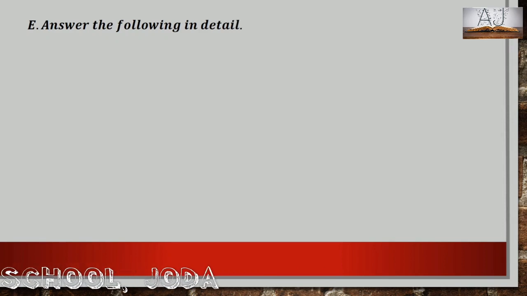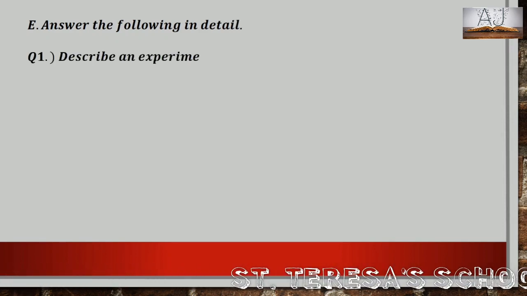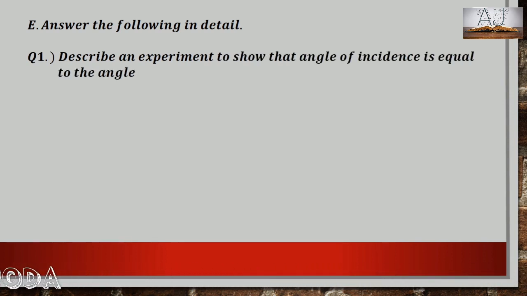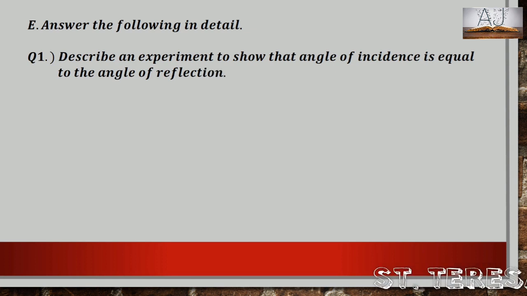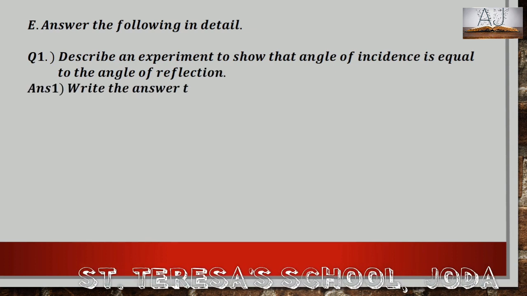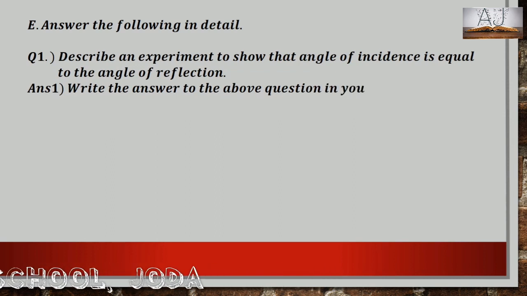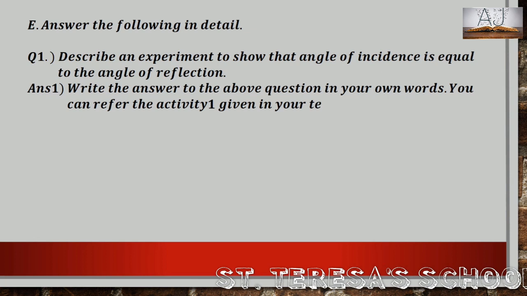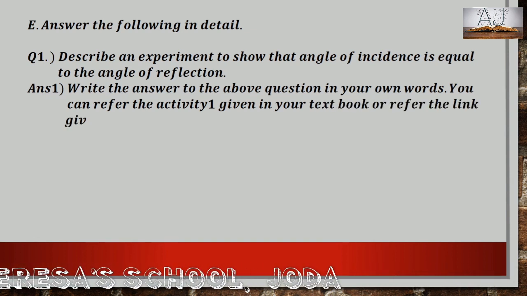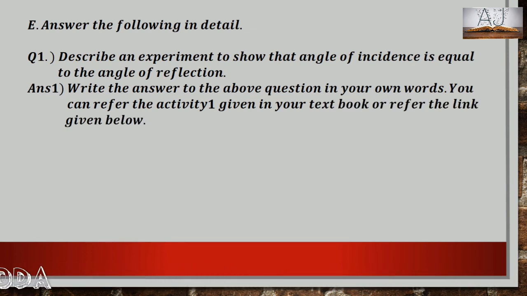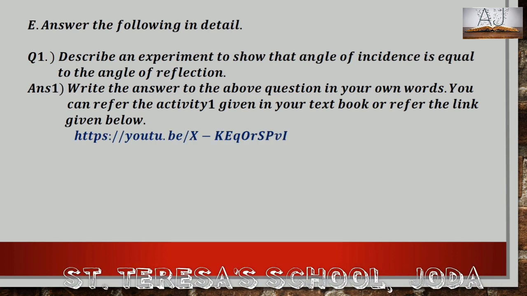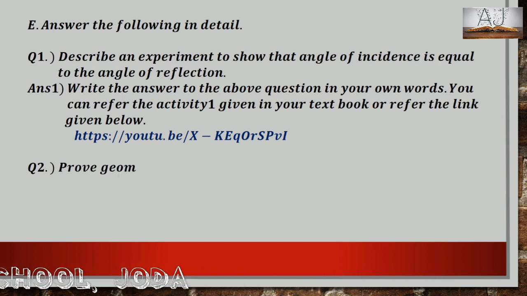Okay, now let us see the next question. We'll see E number now. Answer the following in detail. Yes, so here's the first question. Describe an experiment to show that the angle of incidence is equal to the angle of reflection. Okay, we have to write an experiment. You should write it in your own words, students. You can refer to the experiment which is given in your book, or I have already given a link. You can use the link also. I have already made an activity, done an activity.